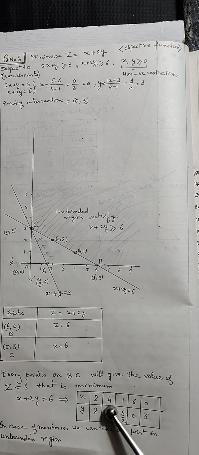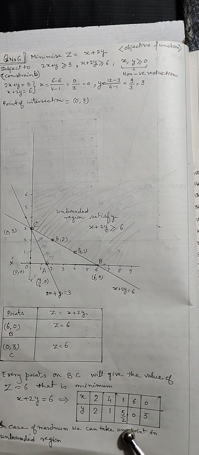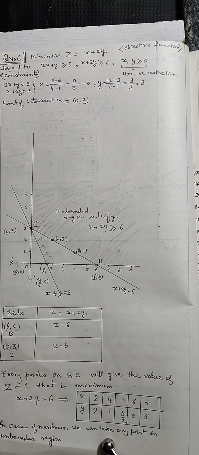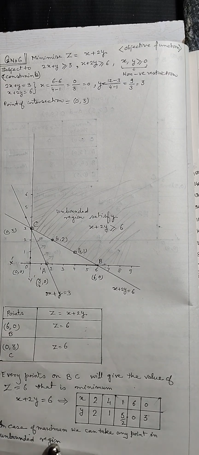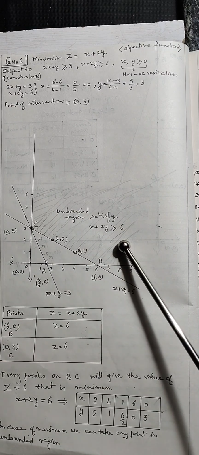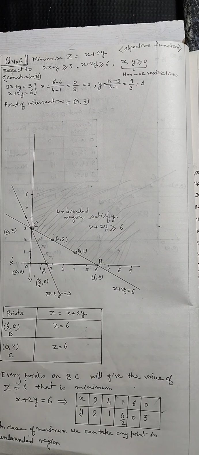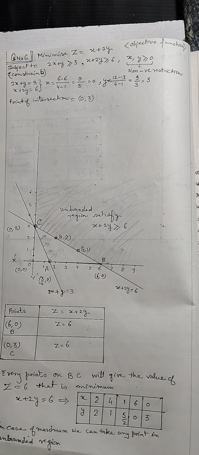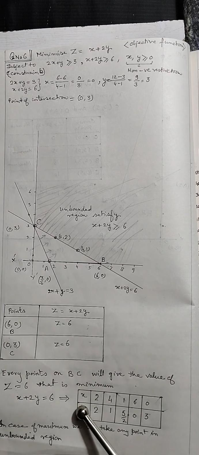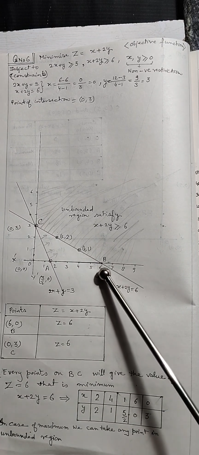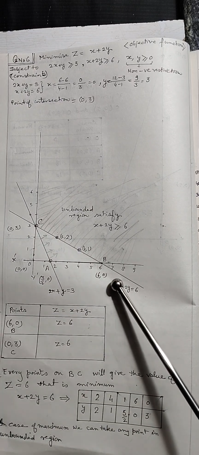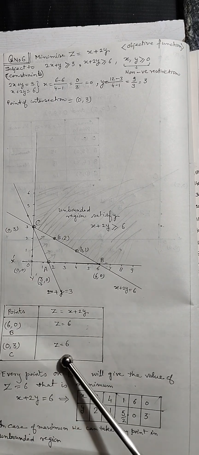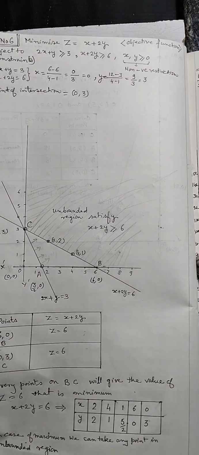In case of maximum, we can take any point in the unbounded region. Unbounded region means यदि maximum लेना है any point, that will satisfy your condition. If you take any point in the unbounded region, that will be the maximum. But if you just take the point on BC, that will be the minimum value of Z, and that is equal to 6. Now come to question number 7.